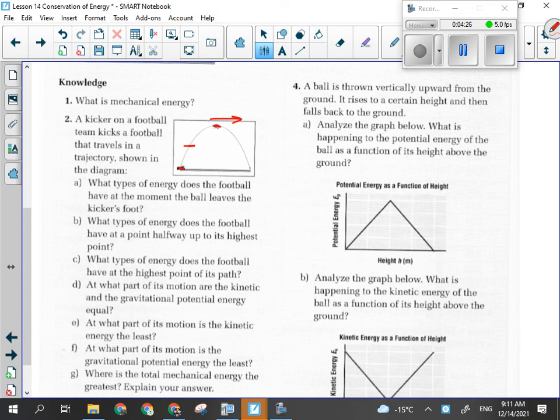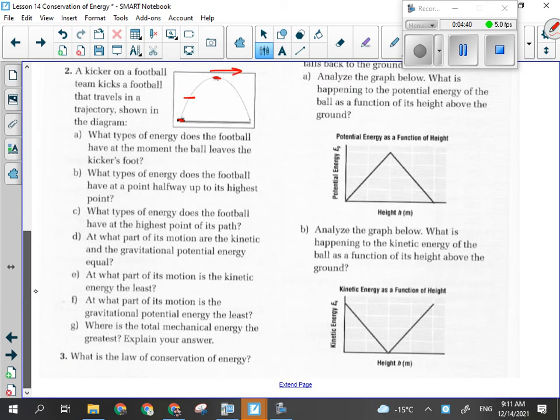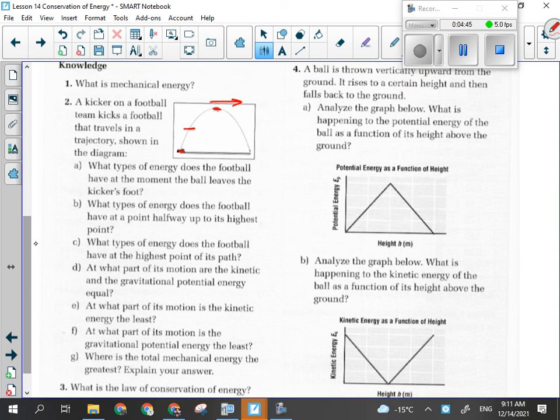Our natural instinct, because of everything we've talked about, is that at its highest point, it doesn't have any kinetic. Except in this case, it's two-dimensional. It's moving vertically and horizontally at the same time. That pretty much answers all of those. So where is the total mechanical energy of that football the greatest?